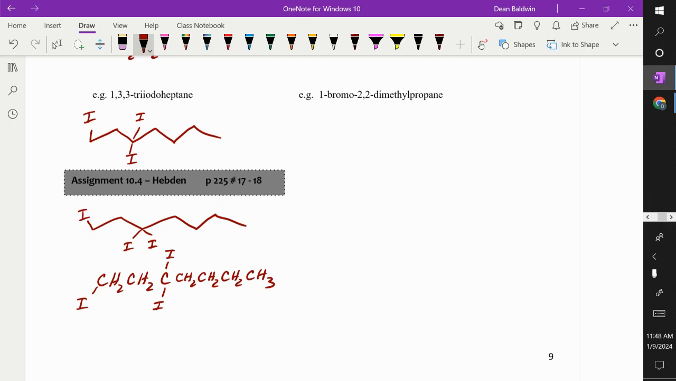And the last one for today, 1-bromo-2,2-dimethylpropane. Propane is 3. 1-bromo, so let's get a bromine. 2,2-dimethyl, so then we've got CH3 groups. Propane, so finish everything off. Like that. If you're doing the skeleton, it would look like that.